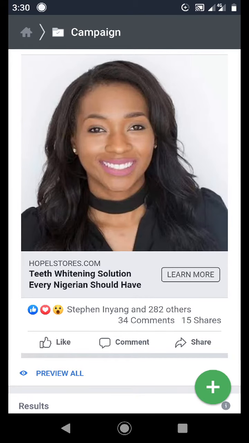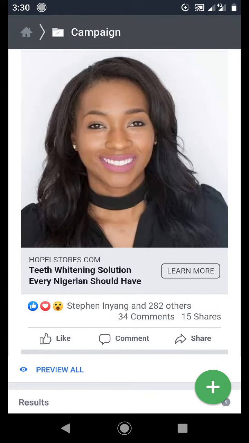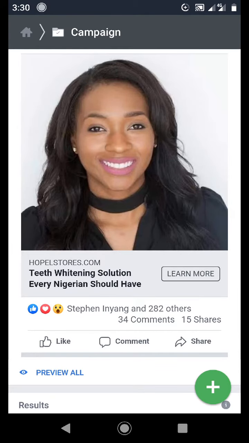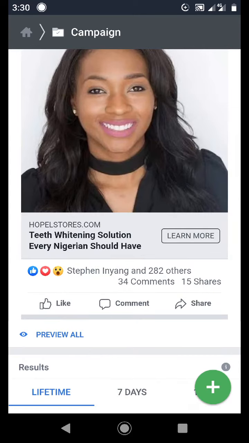Before I use a particular image, I make sure the image is sharp, attractive, and somehow colorful. The image has to be sharp, attractive, and colorful. Now you can see that this kind of image is sharp, attractive, and colorful. So I don't just use any image that I lay my hands on. I make sure that the image must be sharp, attractive, and colorful.